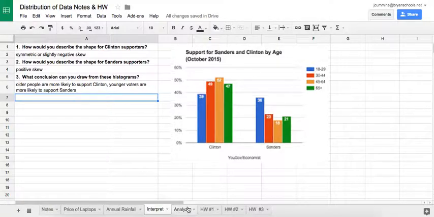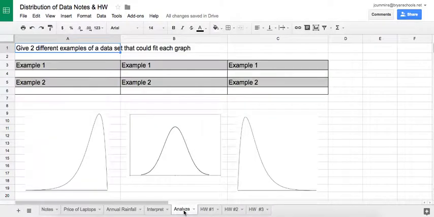All right, down here, let's click on the Analyze tab, and we have one more to look at. Give two different examples of data that could fit these. So, example one, here's our negative skew. Actually, I want you to think about these. I gave some examples in the notes in the first slide, but fill in what are some things that have lots of high and not very many low, and then what are some things that are very symmetric, and then things that are lots of low but not very many high. So maybe these are the ages of Bernie Sanders supporters.